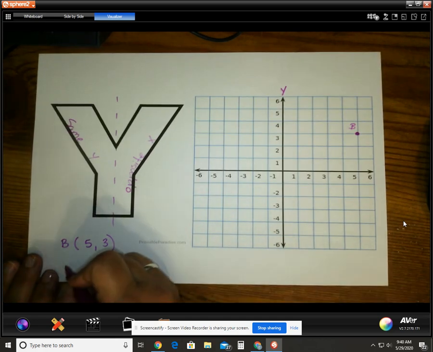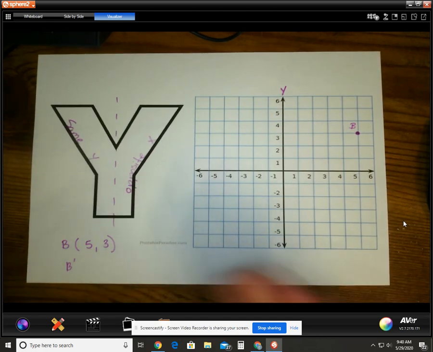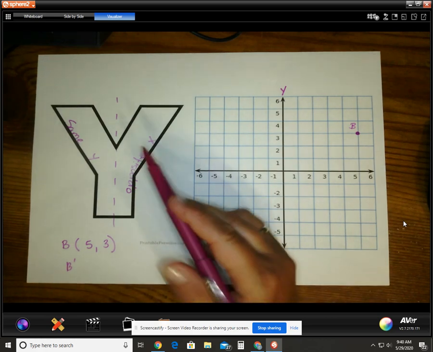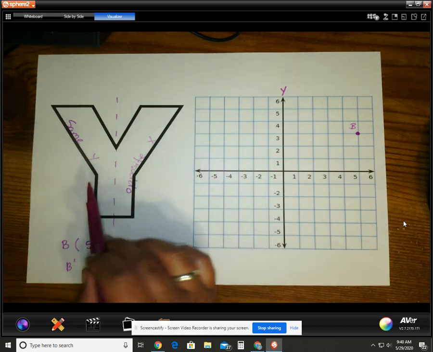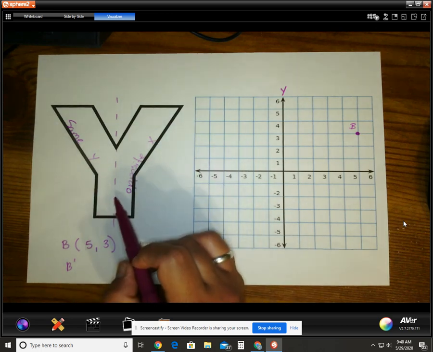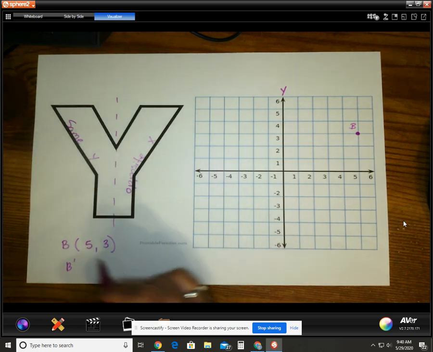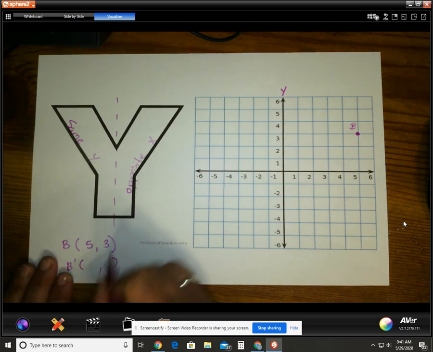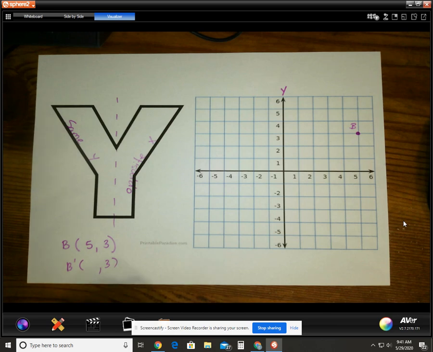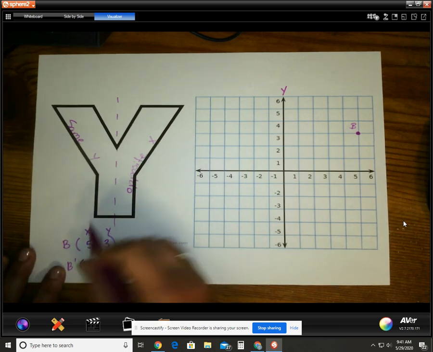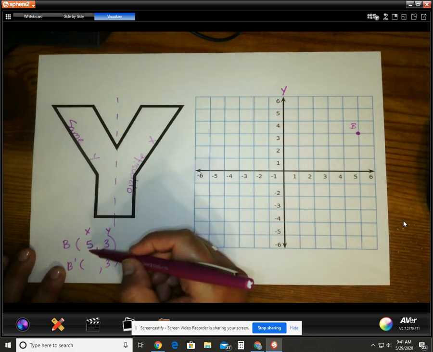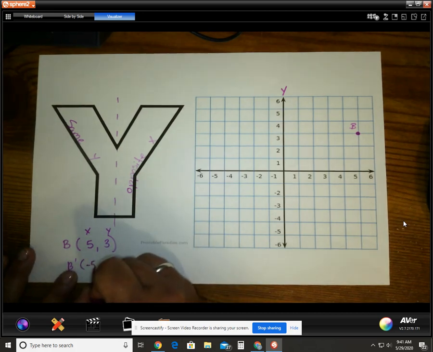And if I want to know B prime, the reflection of B, and I'm reflecting it over the y-axis, right? Remember, it tells you which one, we're going to keep the same y number. So I know my y is going to say 3. I'm keeping that same number. Now I have to do the opposite x, right? Because this is my x, this is my y. So the opposite of 5 is -5.